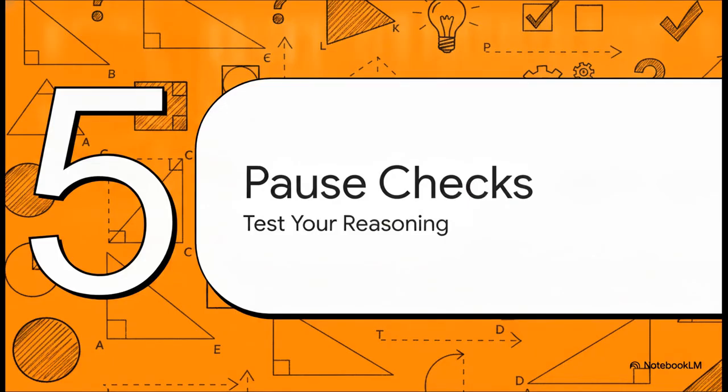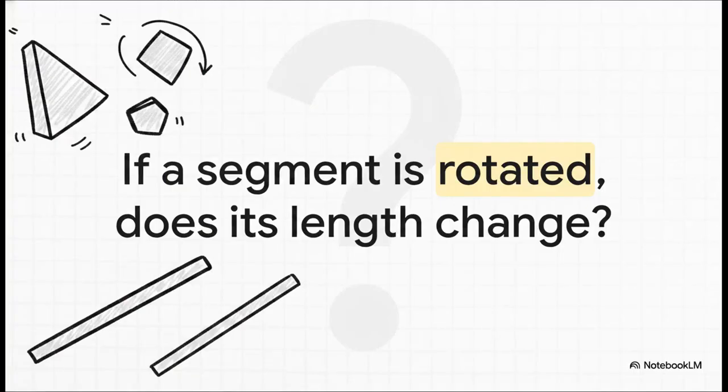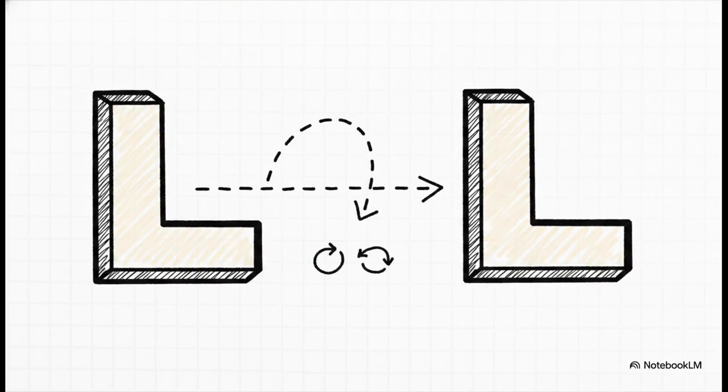Section 5. Pause checks and reasoning. Here is pause check 1. If a line segment is rotated 90 degrees, does its length change? I want you to explicitly pause the explainer right now if you need a moment to think about this question. Okay, the answer is no. The logical reasoning here is that rotations are rigid transformations. By definition, a rigid transformation means that all segment lengths, as well as angle measures, are strictly preserved. The object moves, sure, but its size and shape do not change.